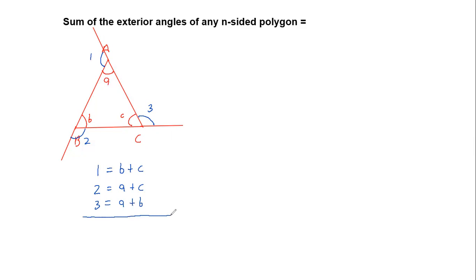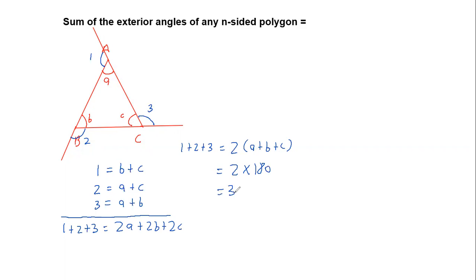Now if I try to add all these three equations, I will get 1 plus 2 plus 3 is equal to twice A plus twice B plus twice C. So from here I can say 1 plus 2 plus 3 is equal to, I'll take 2 common, 2 times (A plus B plus C). And I know the value of A plus B plus C is 180. That's the sum of interior angles of a triangle, and twice 180 will be 360 degrees. And this 360 degrees is nothing but 1 plus 2 plus 3, which is nothing but the sum of exterior angles.